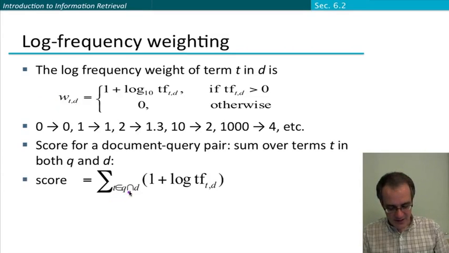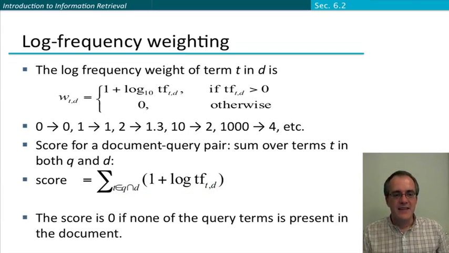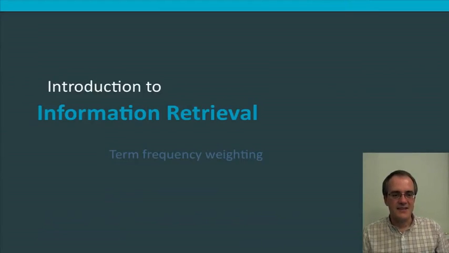It's sufficient to take the intersection of words that are in both the query and the document, because everything else will contribute nothing to the score. And then for each of those terms, we're going to calculate this quantity and sum them up. Note in particular that the score is indeed still 0 if none of the query terms is present in the document. Okay, so that's the idea of term frequency weighting and how it can be used to give a score for documents for a particular query, which can be used to rank the documents returned.